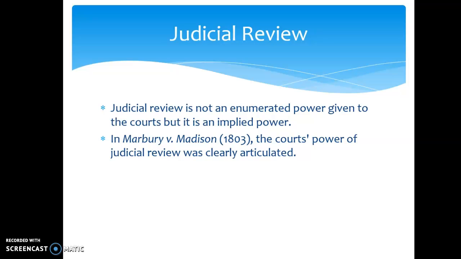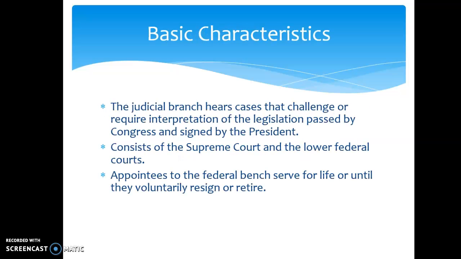And you can read further on the details and the dynamics of that court as they applied to President James Madison and Thomas Jefferson, who was in line to succeed him, and the narratives around that. But suffice to say, for this class, judicial review is not an enumerated power given to the courts, but is an implied power based off of the precedent of Marbury v. Madison in 1803.